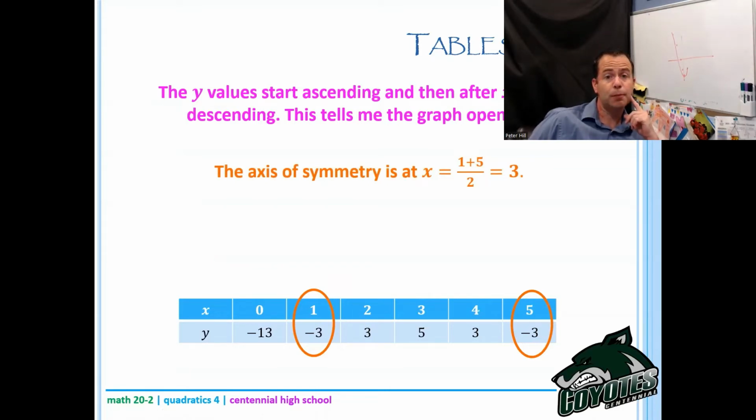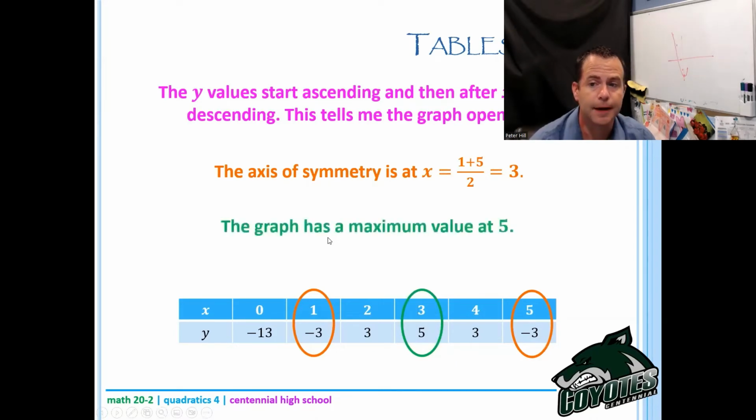My graph opens down, so I'll have a maximum point. And I know my maximum point will be located at the vertex, and I know the x value of the vertex is at 3. So I just have to figure out the y value that goes with the 3. Well, that's actually in my table right here. It's 3, 5. So I know that I have a maximum at 5. Maximum at 5. Okay. All right.